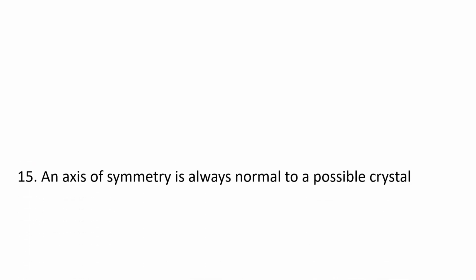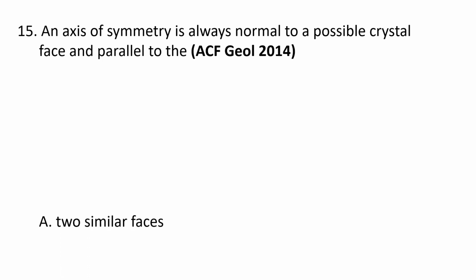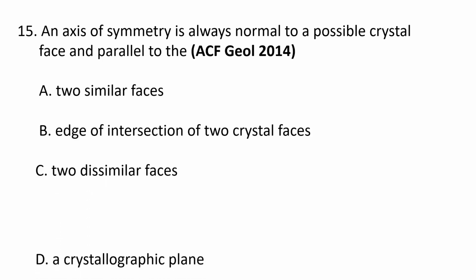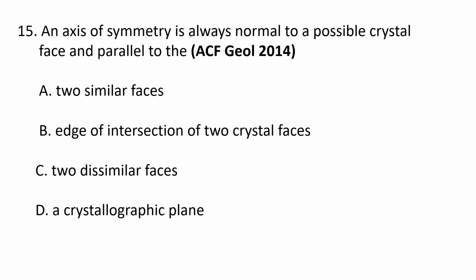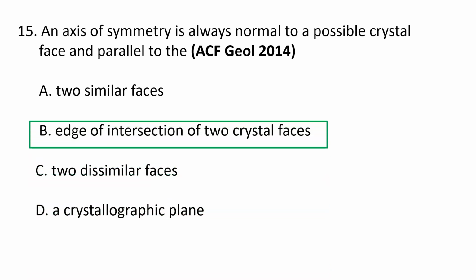Next question. An axis of symmetry is always normal to a possible crystal face and parallel to the A. Two similar faces, B. Edge of intersection of two crystal faces, C. Two dissimilar faces, D. A crystallographic plane. So an axis of symmetry is always perpendicular to the possible crystal face and is parallel to the edge of intersection of two crystal faces. So B is the correct option.